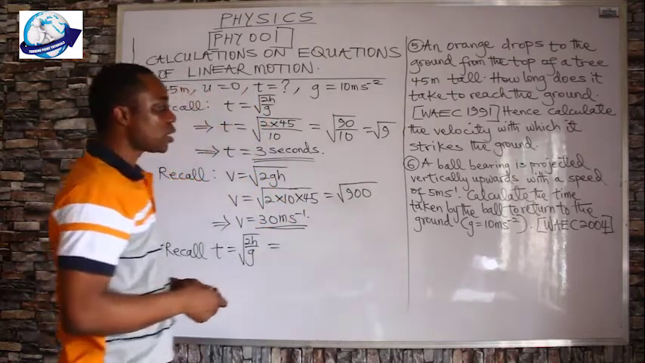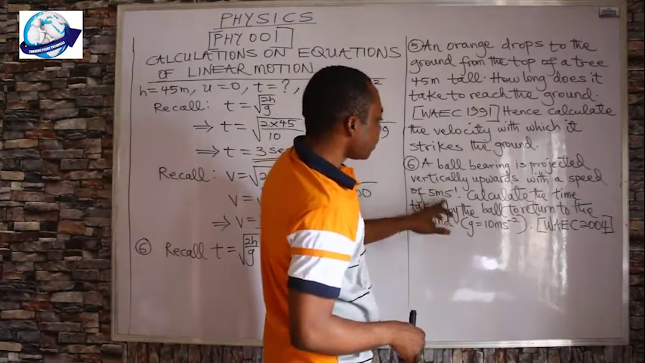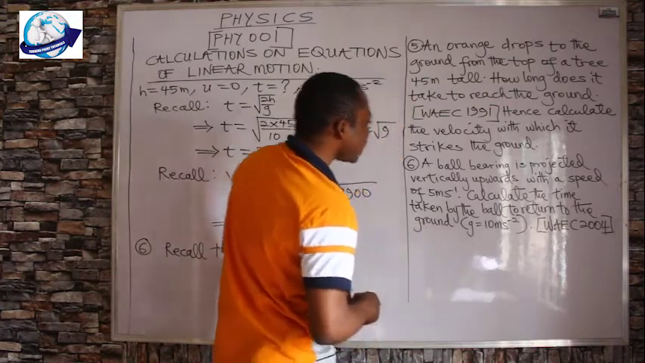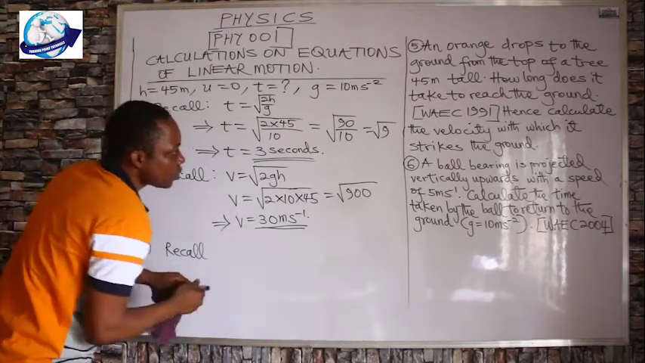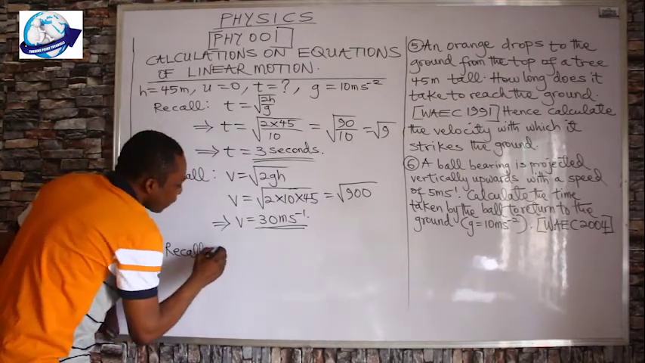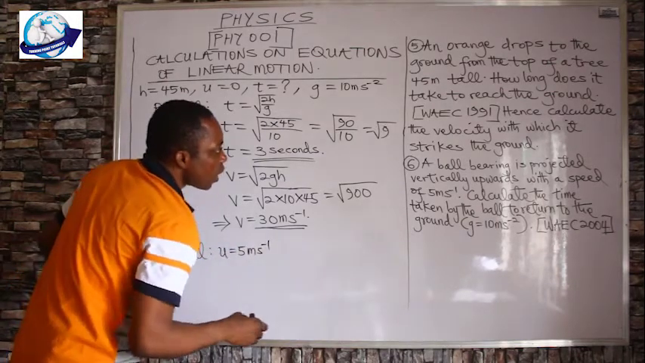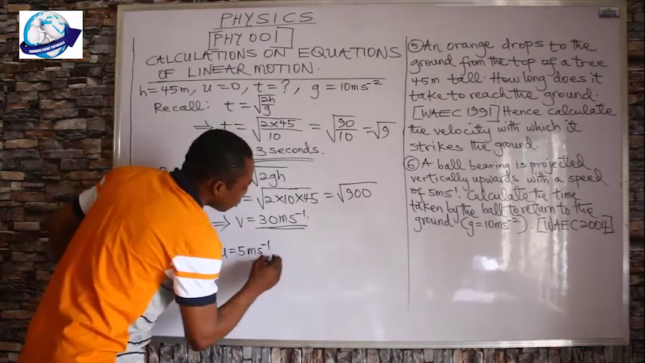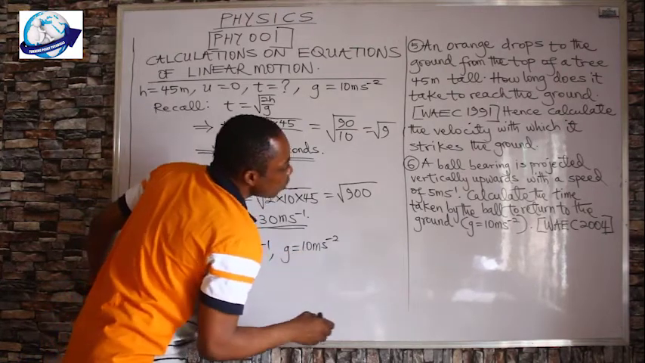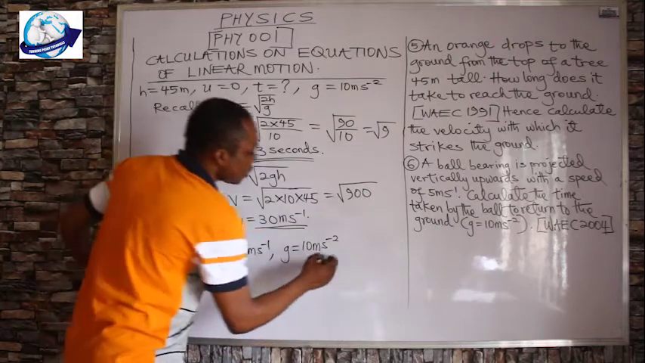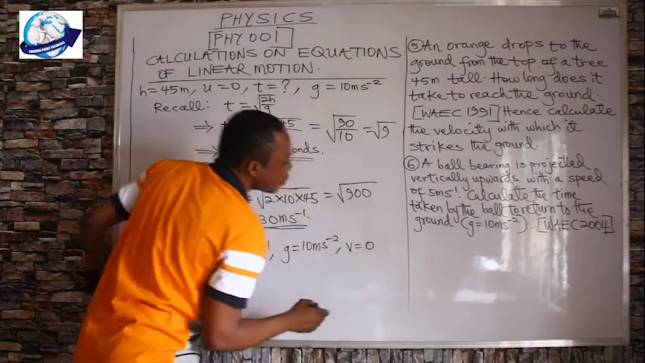Alright, let's see something now. The initial velocity was 5 meters per second, and then it goes to the highest height. Just make use of the other way around. Let's write the parameters first, which is very important. The initial velocity u is 5 meters per second, and the acceleration due to gravity g is equal to 10 meters per second squared. Then what about our final velocity at the highest height? v is equal to 0.